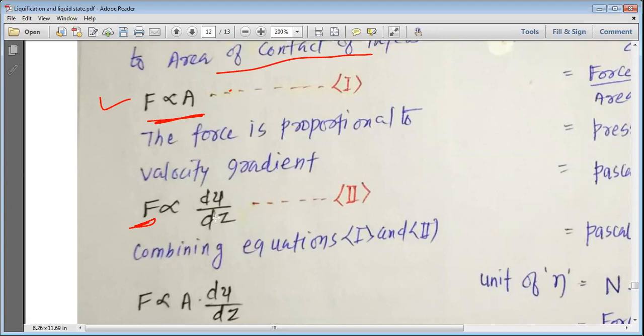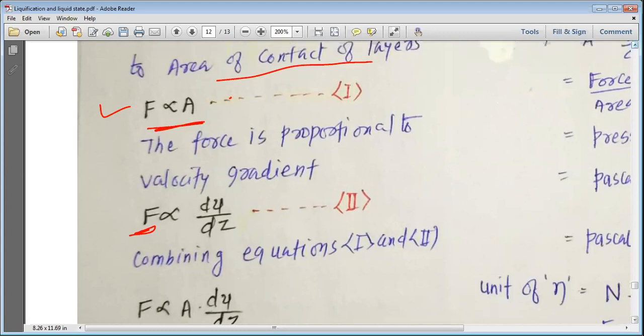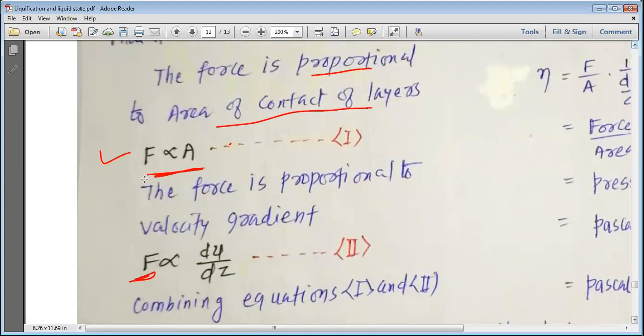My dear students, once again I would like to explain this to you. We know that the liquid flows into the tube, or liquid flows.